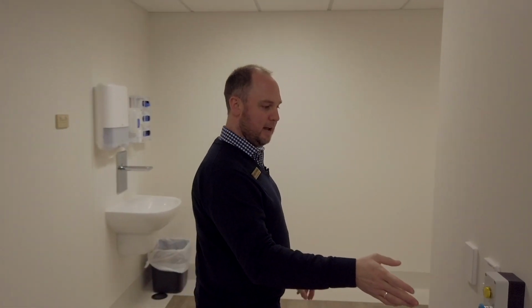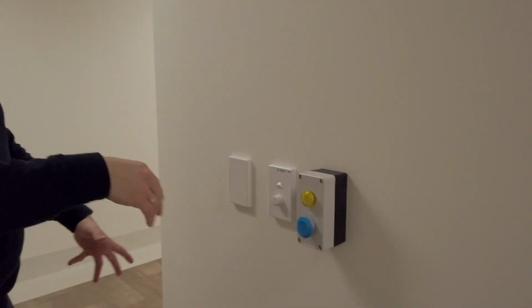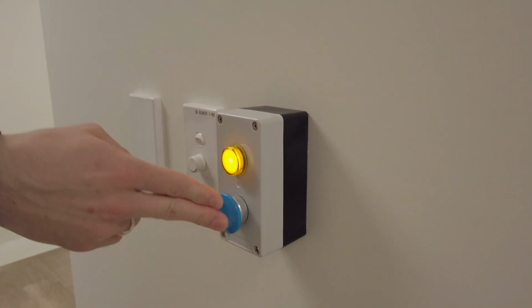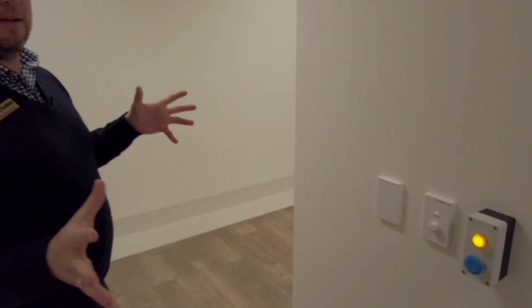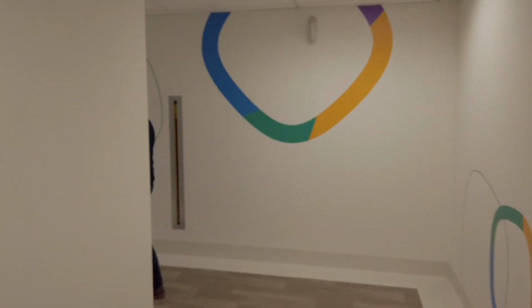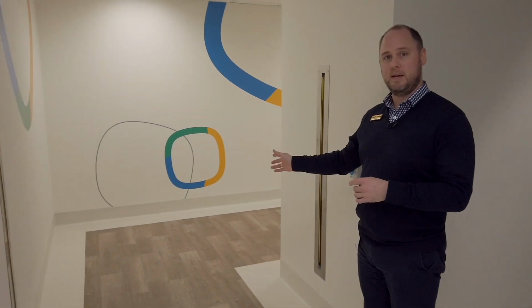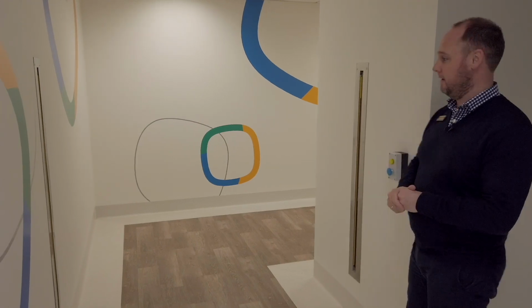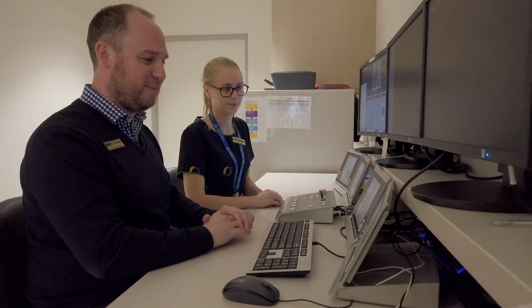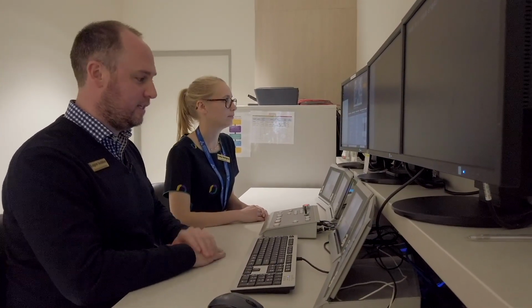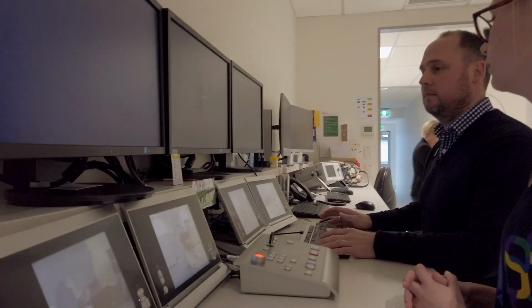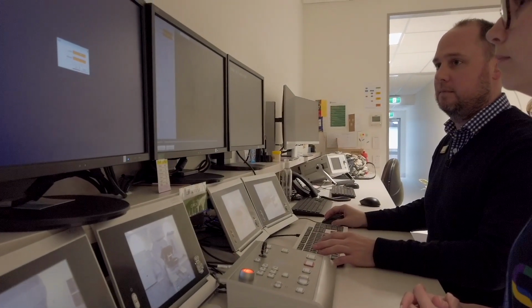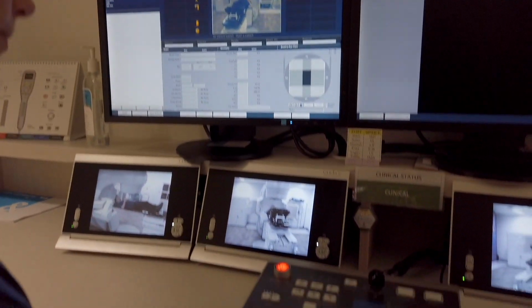We have a last man out button on the wall, which is a sounding alarm that alerts everyone in the treatment room to be out of the treatment room except the patient. We also have laser gates on the entrance to the bunker, and if the radiation beam is switched on and someone accidentally walks into the treatment bunker, the beam will terminate straight away. At the treatment console, one staff member is always watching the patient on the closed circuit TV cameras. Both radiation therapists are verifying all the machine parameters against the treatment plan that was generated, and the treatment is delivered.